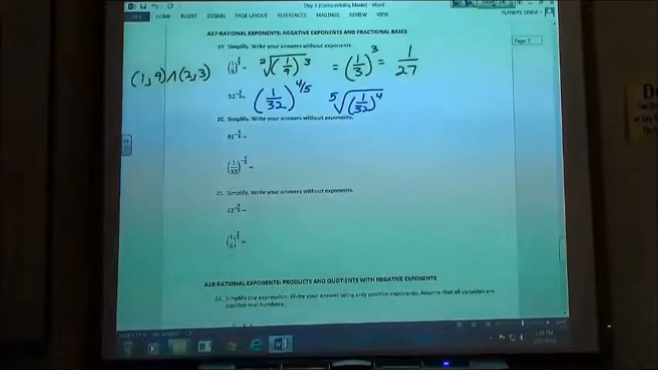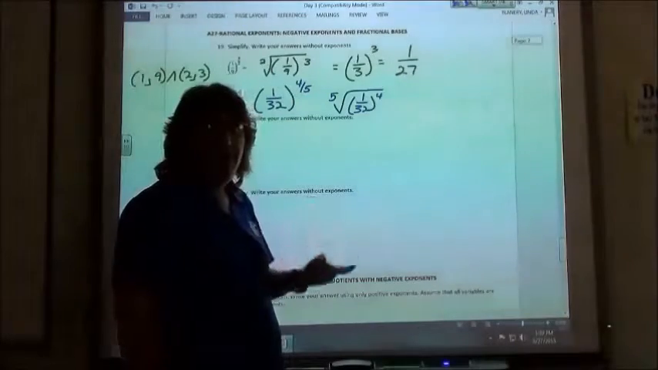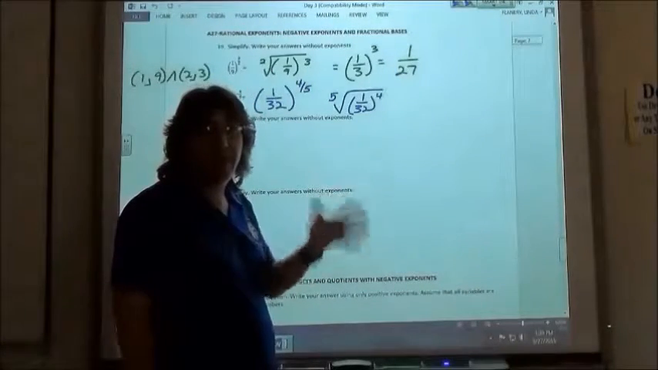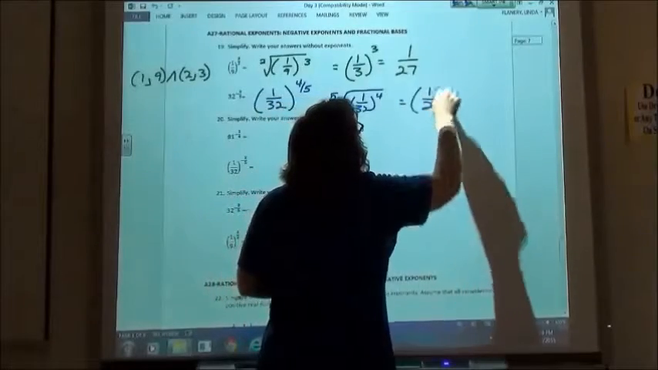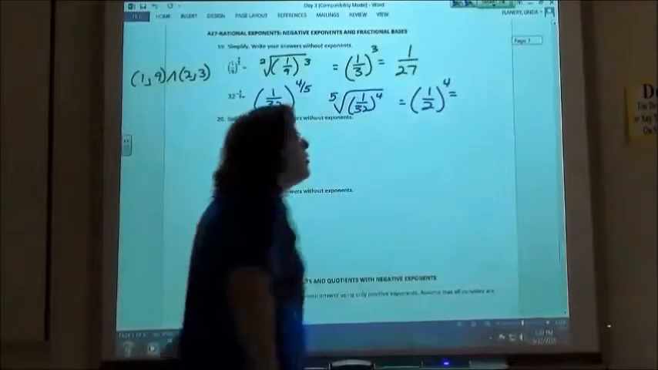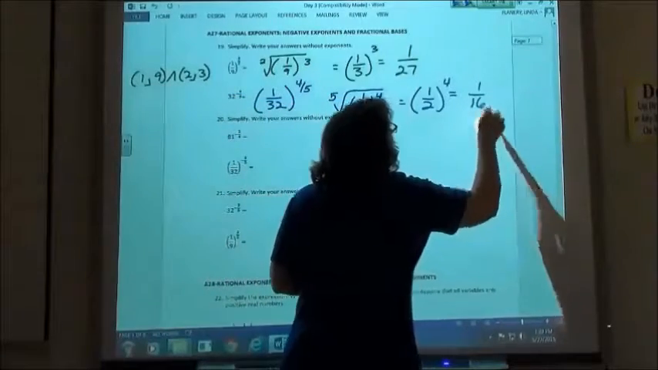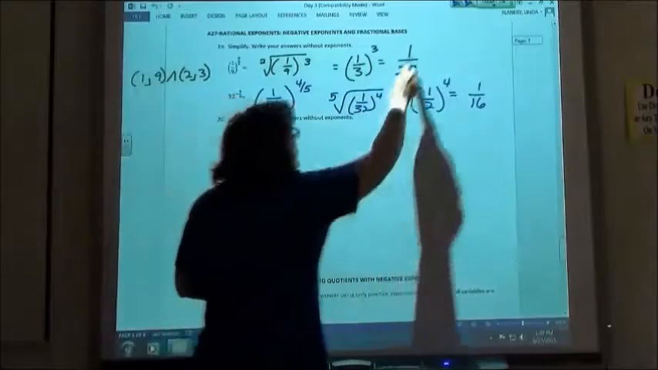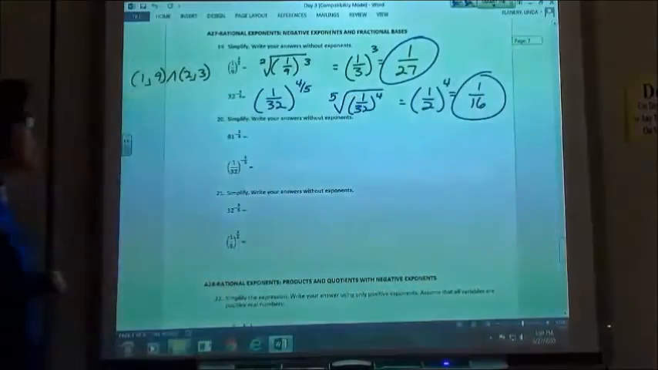Doing my 5th root first, the 5th root of 1/32 would be 1/2. 5 times 5 times 5 times 5 times 5. 5 to the 5th power is 32. So 1/2. And then I'm going to do the 1/2 to the 4th power. 2 to the 4th power is 16. So I get 1/16. So first answer was 1/27. The second one was 1/16.